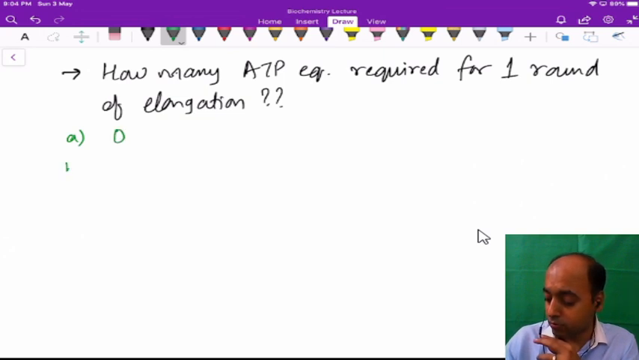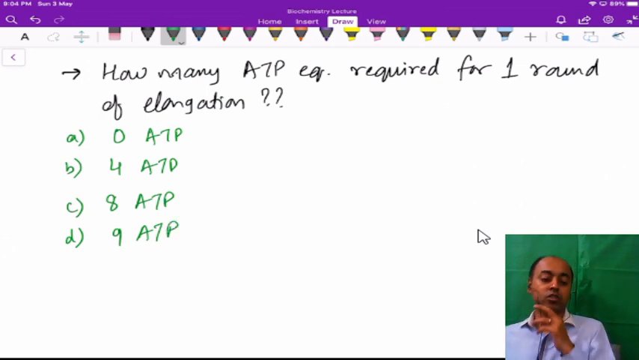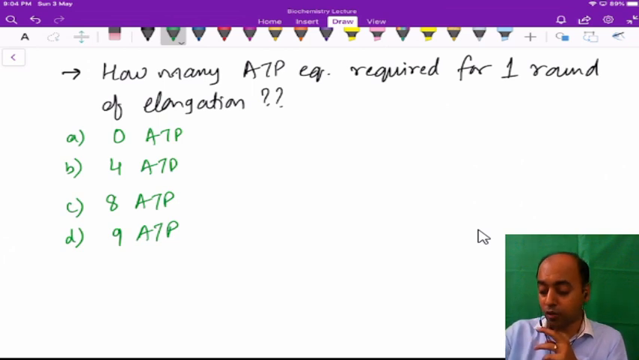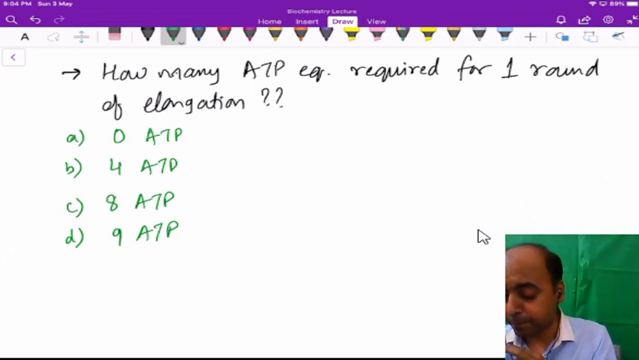The options are very simple: 0, 4, 8, 9. How many ATP? 0 ATP, 4 ATP, 8 ATP or 9 ATP. What is the answer to the question? How many ATP equivalent required for 1 round of elongation? Quickly send in the answers.